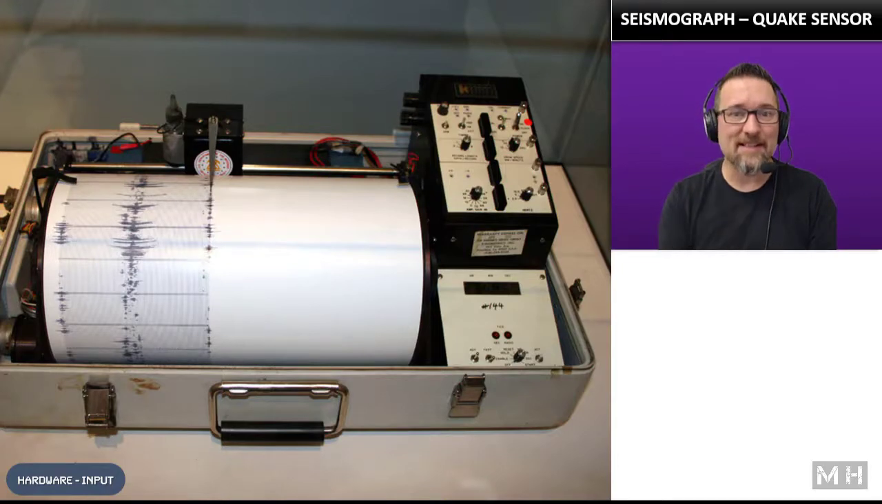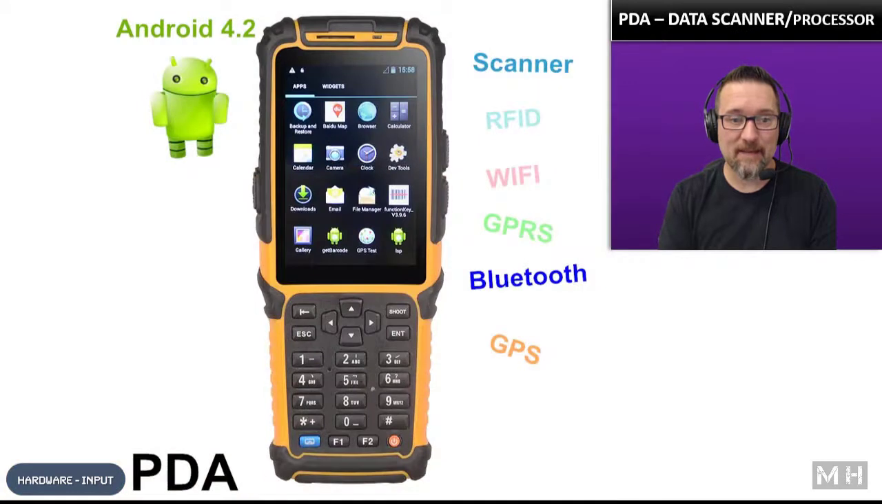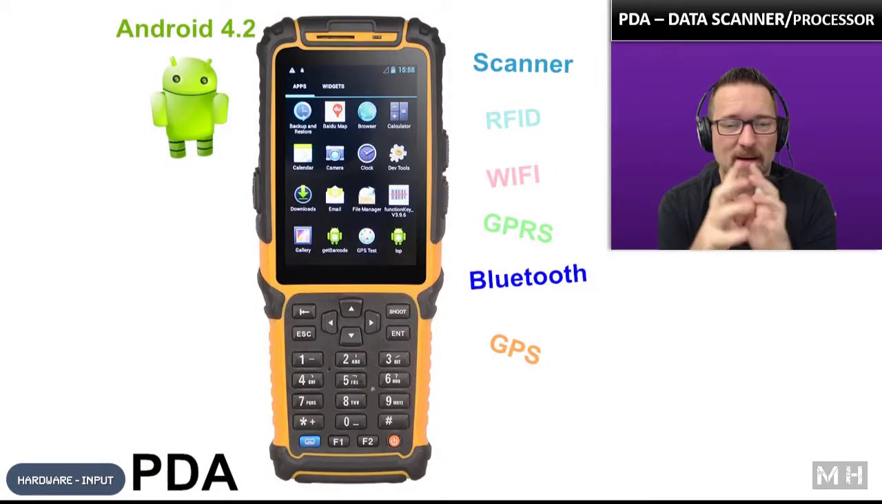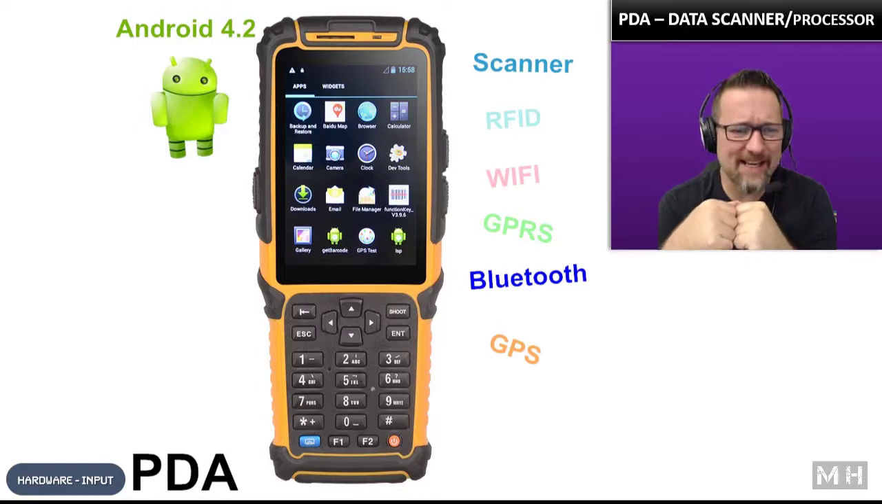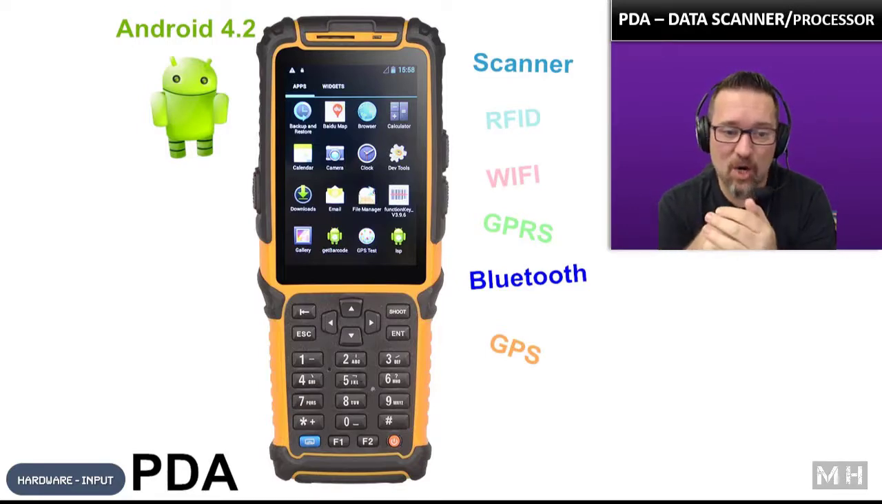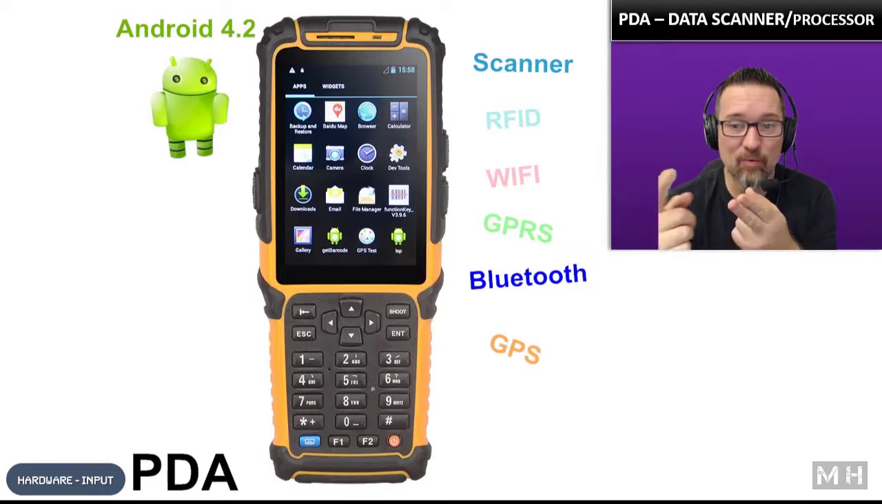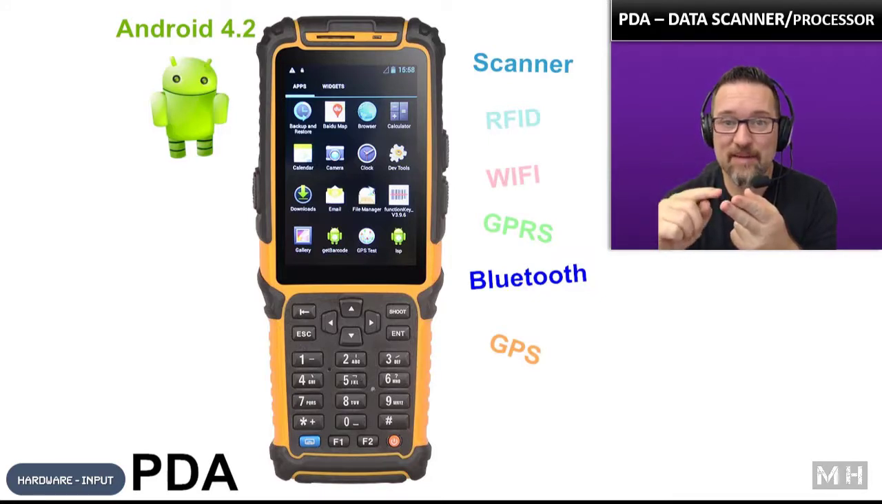All right, that's another input device or data capturing device. Another one here, we have a PDA data scanner or processor. Probably should have put this with the other PDA scanner, but there you can see we've also got various inputs. We have a touch screen there, and keys at the bottom. I took this one because you can see it's got an operating system built into it. It's a scanner, like with infrared. It's got RFID ability. It can read radio frequency identification tags.